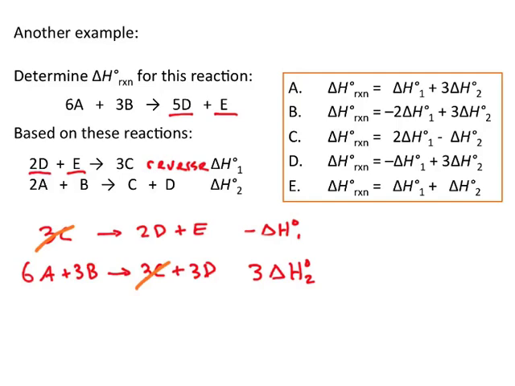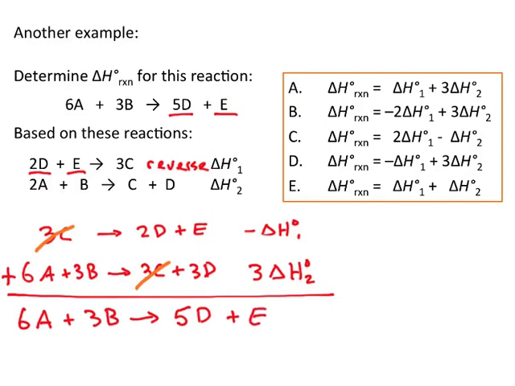So let's write the ultimate outcome here. We just add these two equations together, and it gives us 6a, 3b, and then the 2d plus 3d makes 5d, and then there's e. Perfect, so this matches the equation we're aiming at, as given in the problem. Then the enthalpy change is the opposite of reaction 1, so just multiply it by the negative sign, and then 3 times the enthalpy change of reaction 2. And it turns out that's one of our options, that's D up here, and thus we've solved the problem.